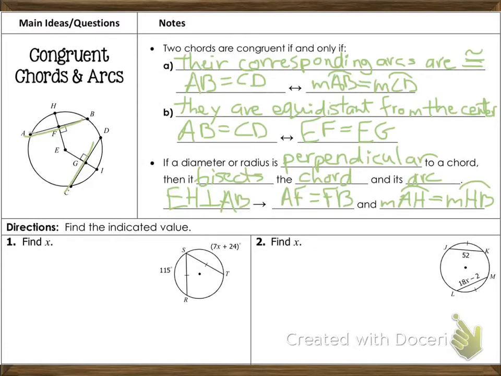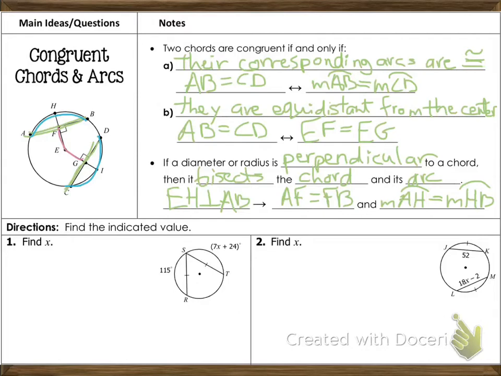So if we have chords AB and CD, that means that arc AB and arc CD are also going to be equal. They are also equidistant from the center. So AB and CD are going to be the same distance as EF and EG, this piece right here.